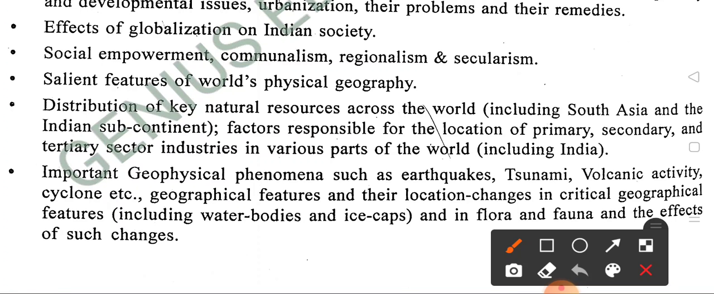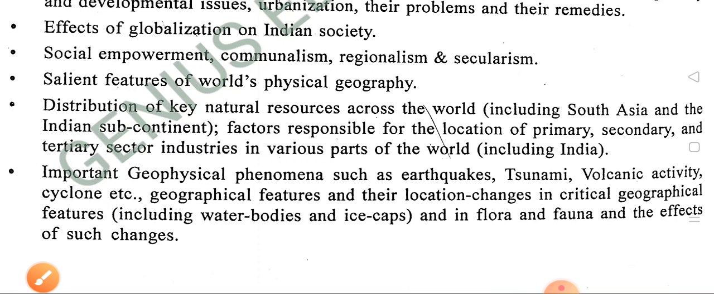Okay, so next is flora and fauna and the effects of such changes. Okay, so evergreen forest, what is the cause of the evergreen forest being located near 0 degree, near the equator. So etc. These are most important topics which you can see, and you have to see all topics. These topics are very very important for your GS paper 1, for your mains examination of UPSC.